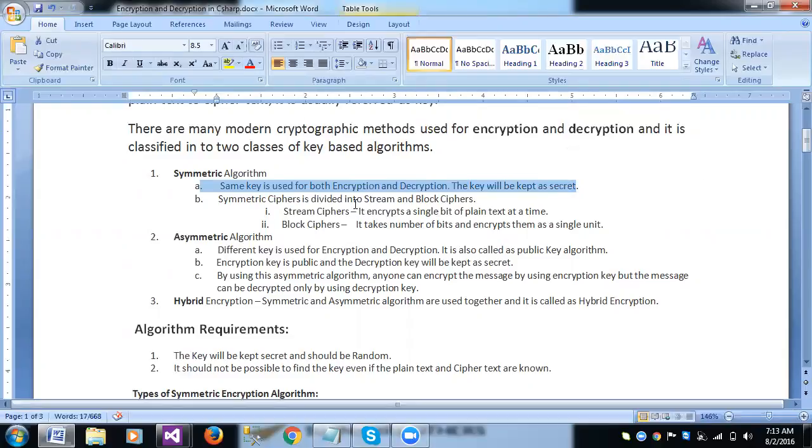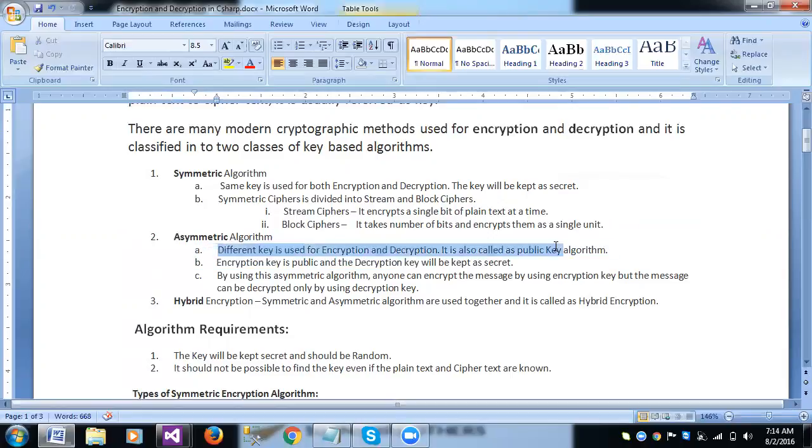Now the symmetric cipher is divided into stream cipher and block cipher. A stream cipher encrypts a single bit of plain text at a time, not a sentence, just a single character. A block cipher takes a number of bits and encrypts them as a single unit. Now what is asymmetric? One key for encryption and another key for decryption. That is what we call asymmetric.